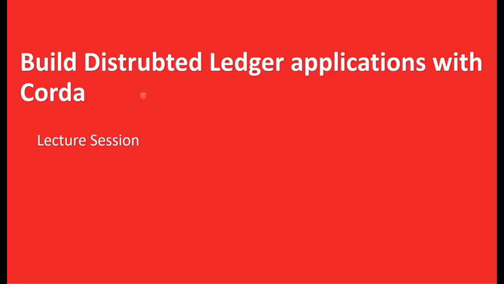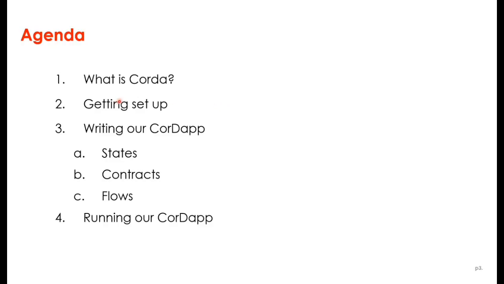This lecture session is Building Distributed Ledger Applications with Corda. This is our agenda. So we'll discuss what is Corda. We'll discuss getting set up for this course. We'll discuss writing our CorDapp, or Corda Distributed Application. So CorDapp is an abbreviation for Corda Distributed Application. CorDapps have states, which we will discuss. CorDapps have contracts, which we will discuss. And CorDapps have flows, which we will discuss. And then finally, we will review running our CorDapp, or our Corda Distributed Application.